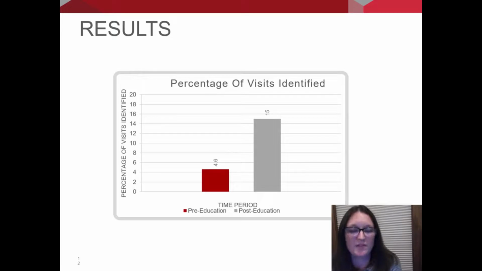The first graphic shows us the percentage of visits identified as being appropriate for the use of medical cannabis. Prior to the educational intervention, providers identified 4.6% of visits as being appropriate for the use of medical cannabis. After the educational intervention, they identified 15% of visits were with patients who would qualify for medical cannabis use. So it more than tripled after the educational intervention.